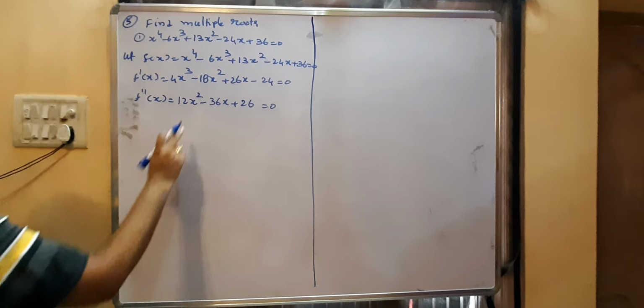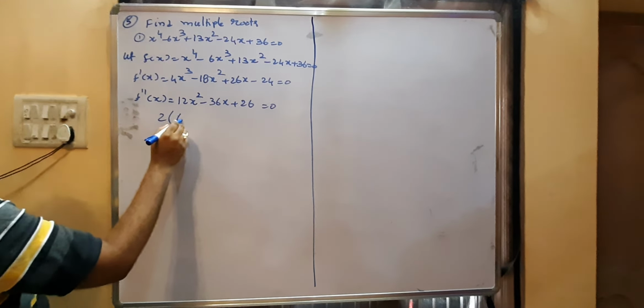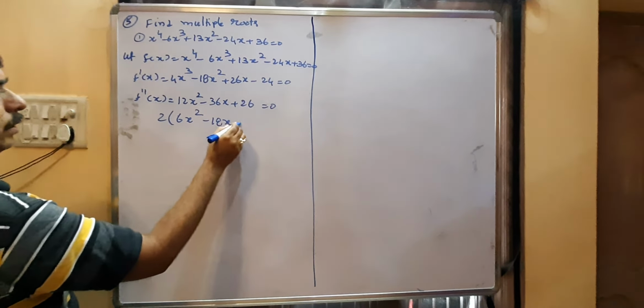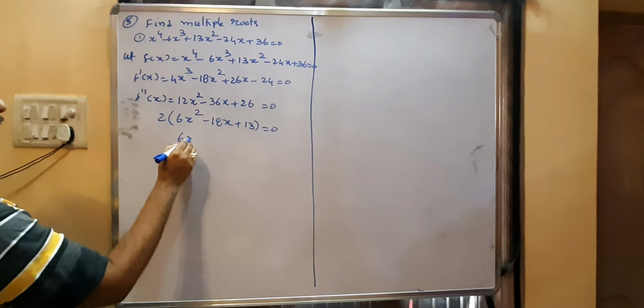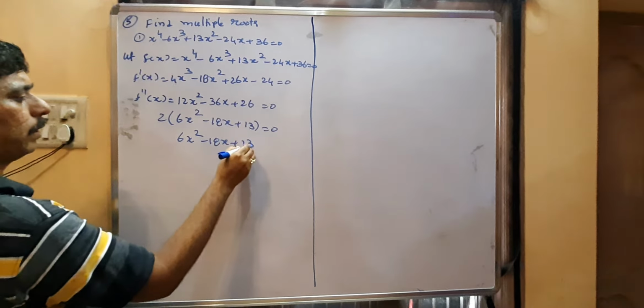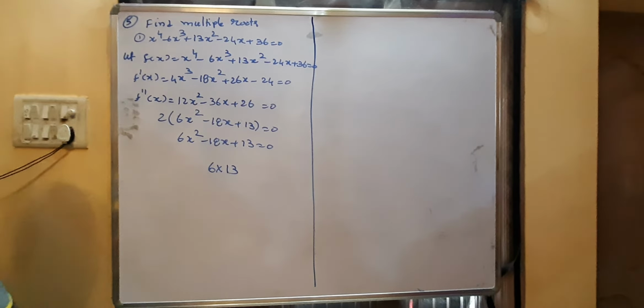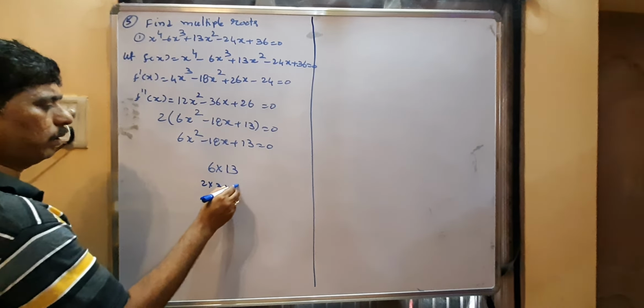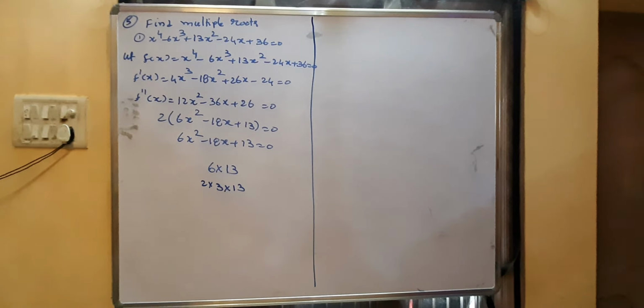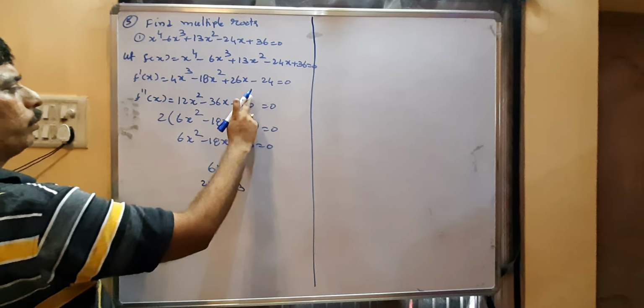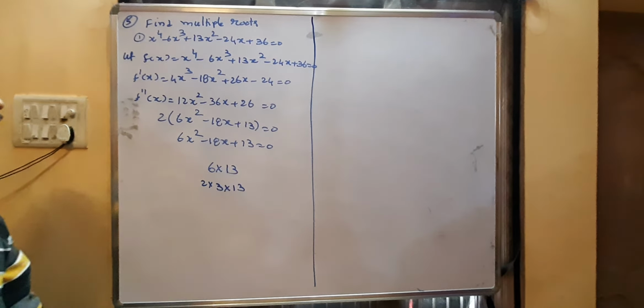Now you have to do the factorization. These three are even numbers, so 2 is common: 6x square minus 18x plus 13 equal to 0. For 6x square minus 18x plus 13, the product of the extreme terms is 6 into 13, and the factor summation is minus 18. So we have 2 into 3 into 13, which gives 78, with 24 and 26 as candidates. 26 is not possible. Then you can go to the next step.